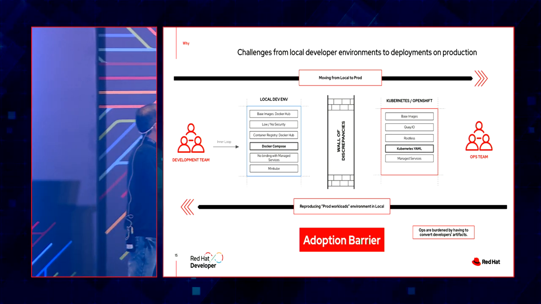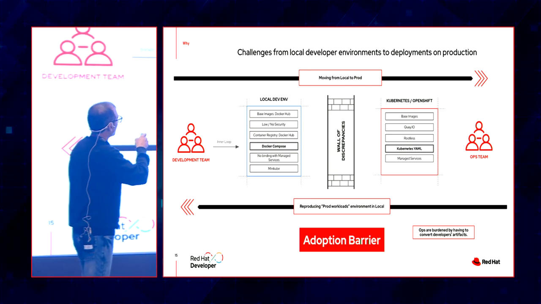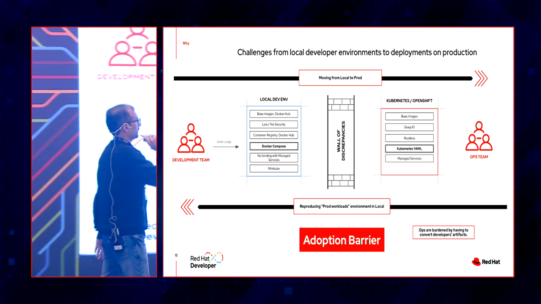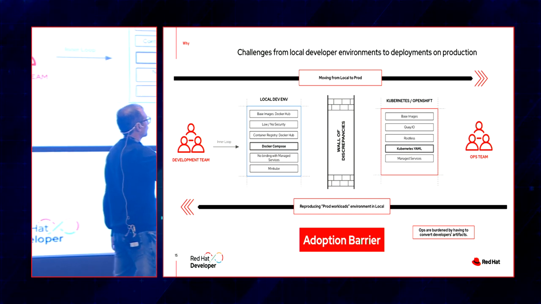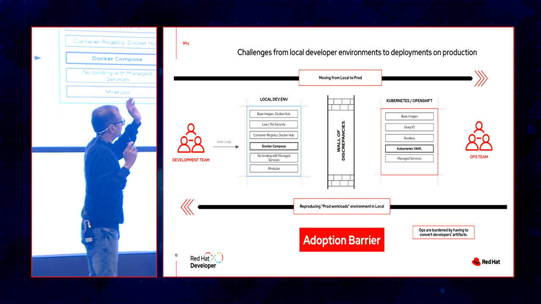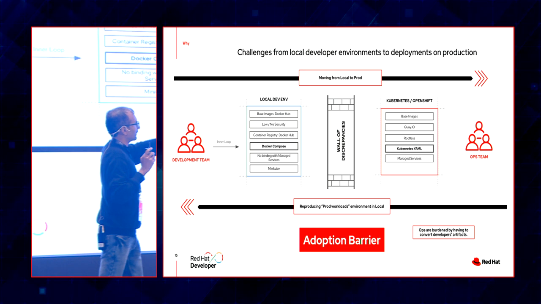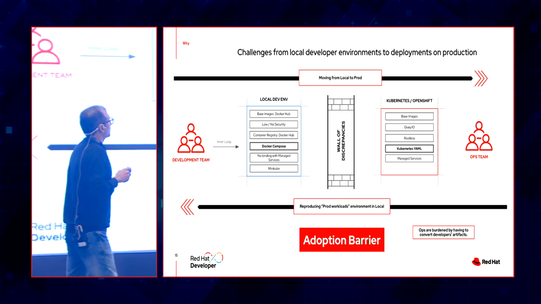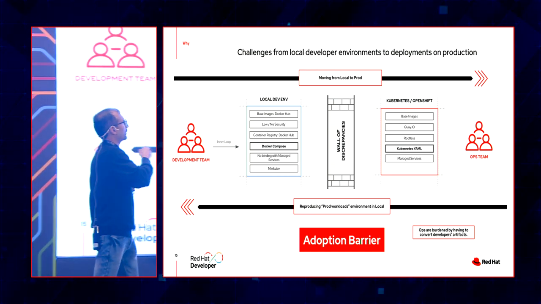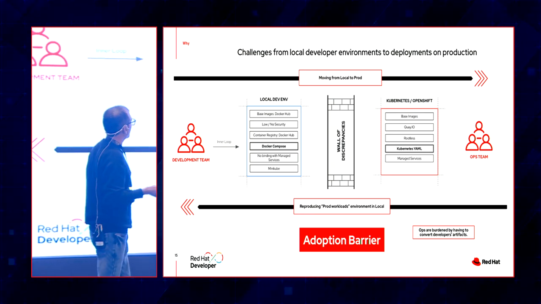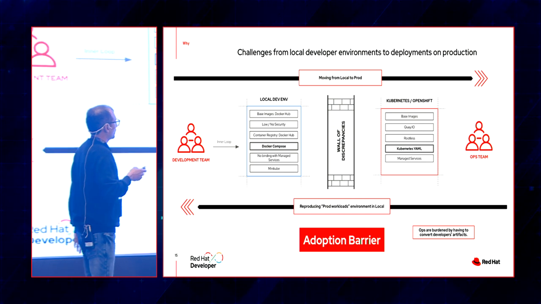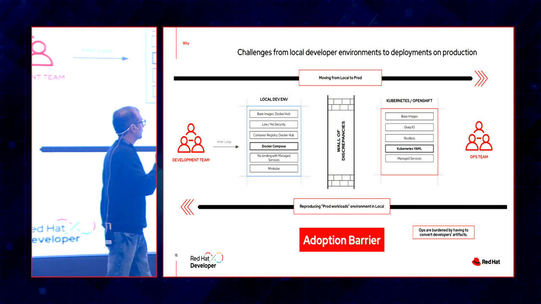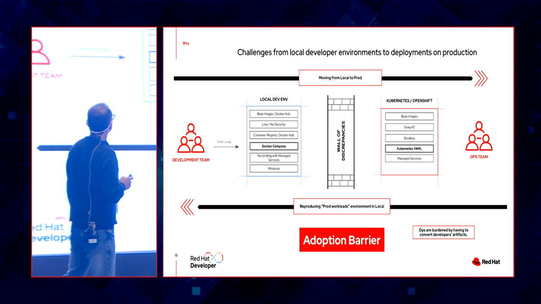The inner loop is how our local developer environment right now looks. And then on the far left side, you'll see the products and the ops team, how they are managing the services, right? So how our application is moving from local to production is how we can reduce this wall of discrepancy.